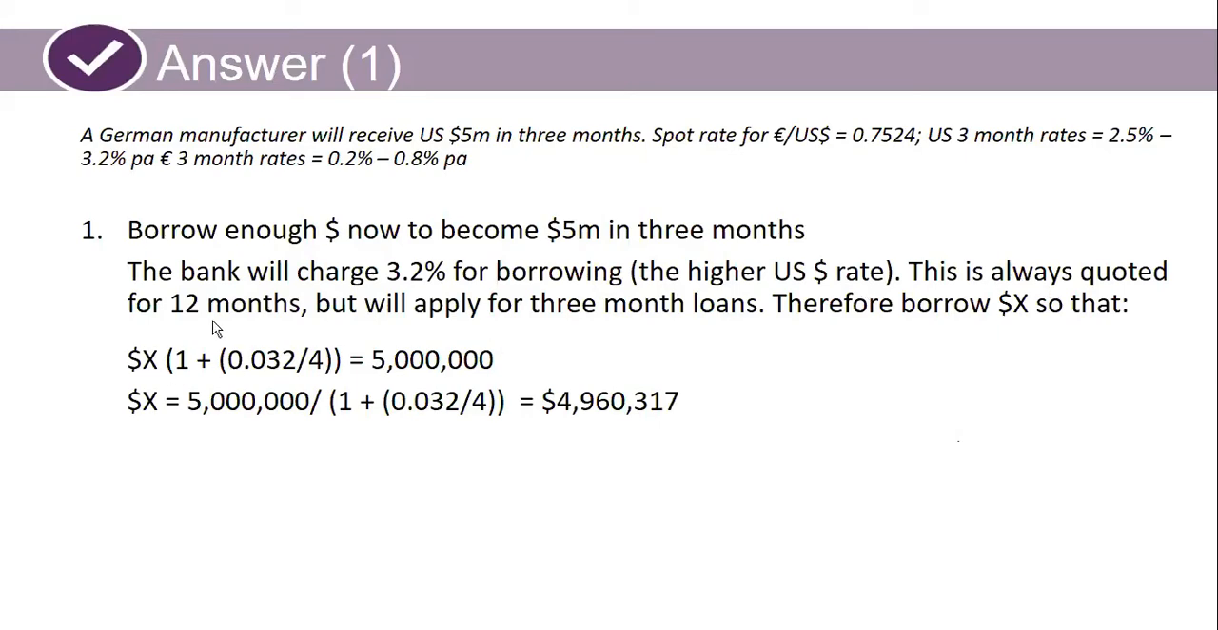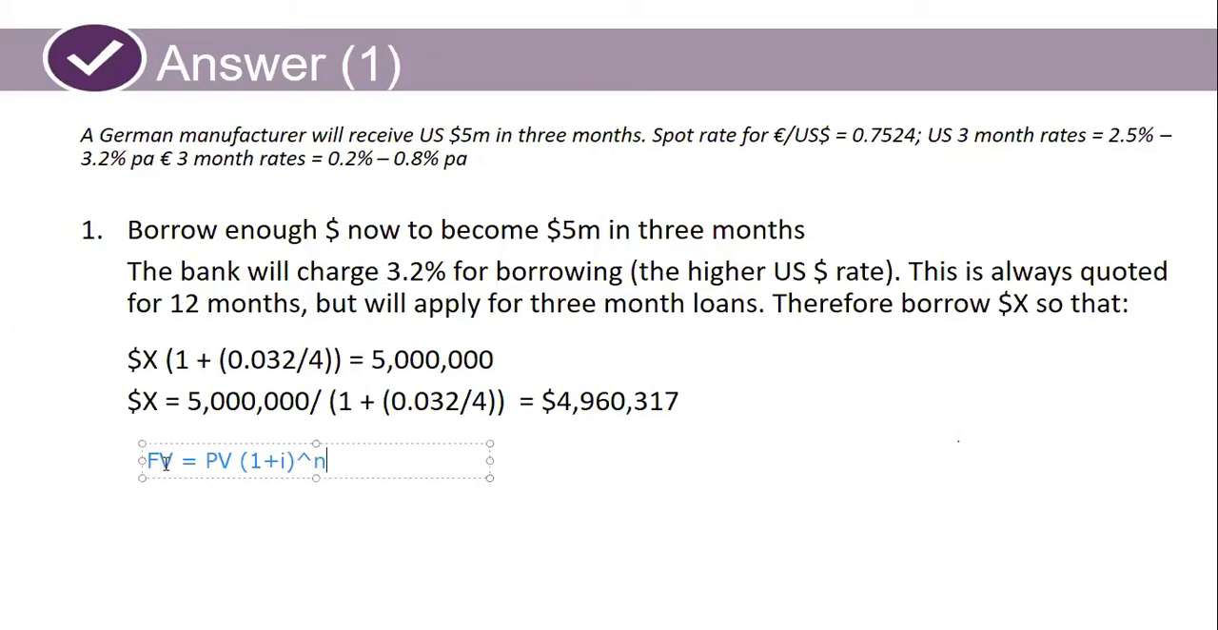This is always quoted for 12 months. It is annual. But you need to apply for 3 months. Therefore, borrow X dollars. So this is your formula. If you remember, we use this same concept many times. We said that always you have this formula, that forward value is equal to present value into 1 plus I, power n, if you remember, in discounting and compounding.